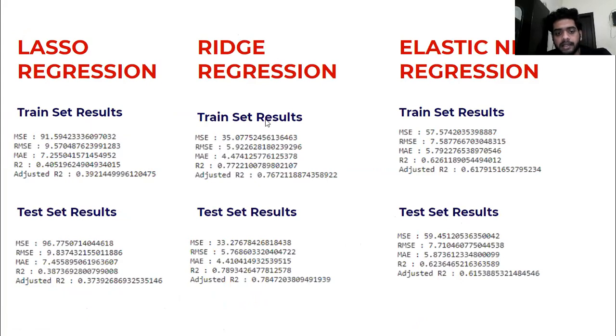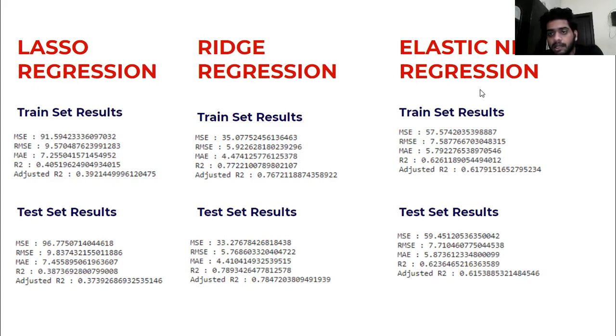And in ridge regression, in the train set we get an R square value of 0.77 and the test R2 is 0.78, and the adjusted R square is 0.76 for the train result and 0.78 for the test results. This regression model is also not that good, but not that poor either.